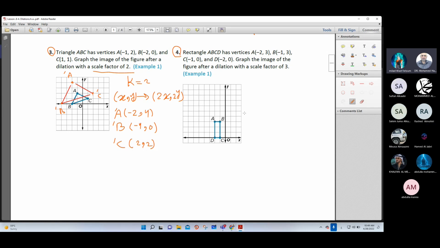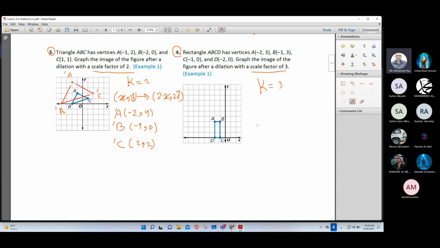Rectangle ABCD has vertices A (-2, 3), B (-1, 3), C (-1, 0), D (-2, 0). Graph the image of the figure after a dilation with a scale factor of 3. Thank you, Milad. So as you see here now, the scale factor will be 3. So K equal 3.